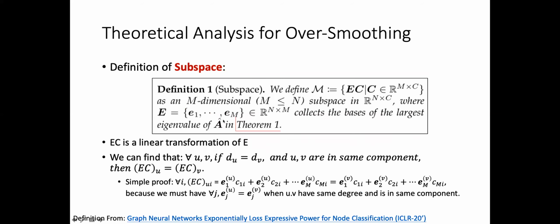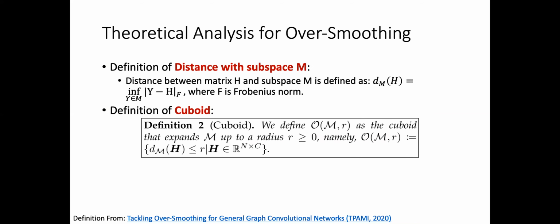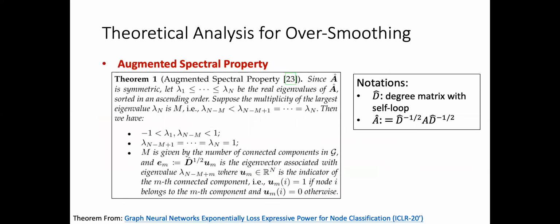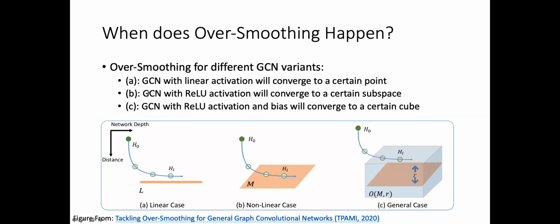Now we have the definition of the subspace, the definition of the distance to the subspace, and the definition of the cuboid. Then we can first see a case study to show the conclusion that GCN with ReLU activation converges to the subspace M step by step. This conclusion is introduced over here, and we are trying to prove case B, GCN with ReLU activation.